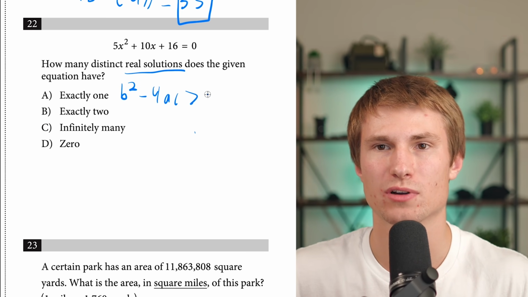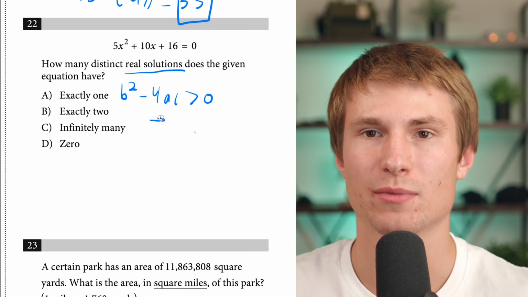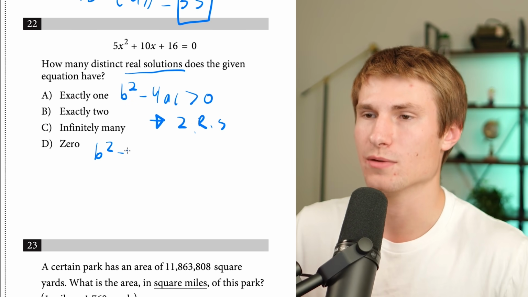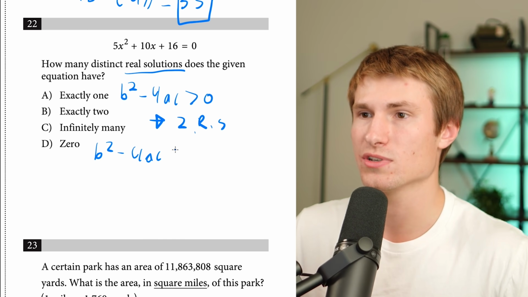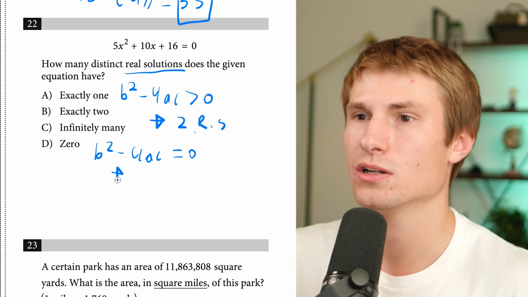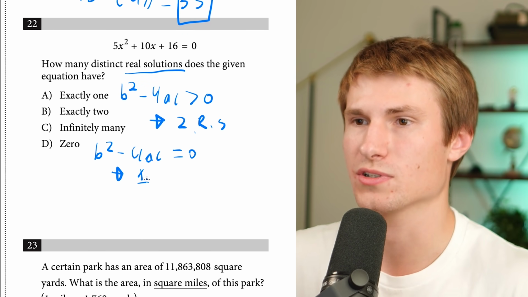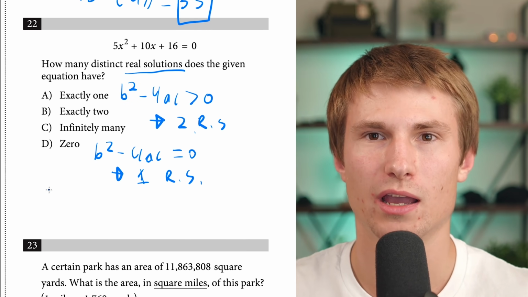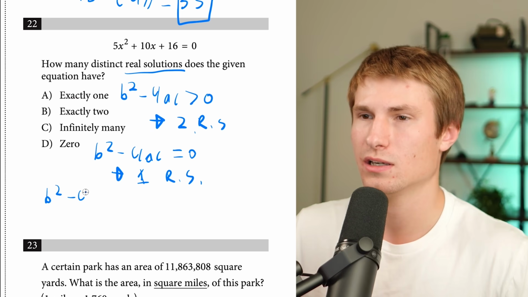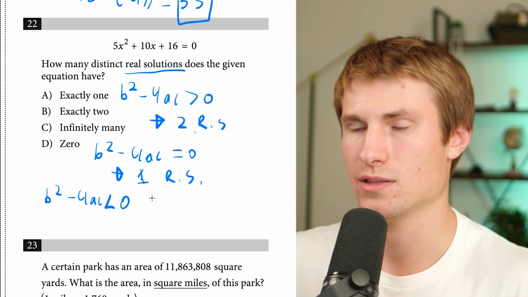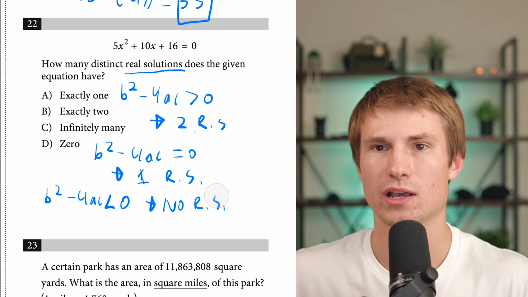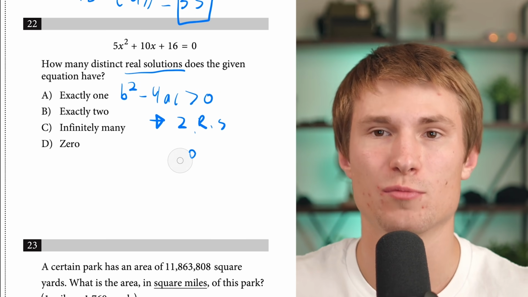Now, if the value of b squared minus 4ac is positive, then that means that there are going to be 2 real solutions. Now, if the value of b squared minus 4ac is equal to 0, then that means that there is going to be 1 real solution. And I should have said there is going to be 1 real solution. Don't at me in the comments. Okay, and then b squared minus 4ac, if that is less than 0, then that means that you're going to have no real solutions.